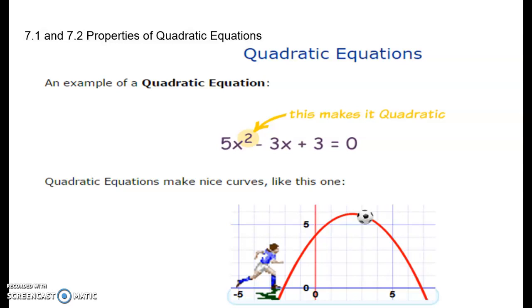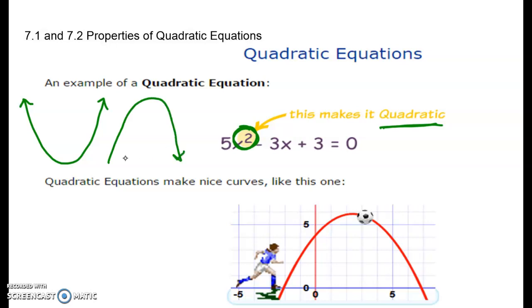This unit 7 is all about quadratic equations. Now, as we've talked about in class, quadratic equations are equations that have a variable to the power of 2. This makes them quadratic. Okay? And quadratic equations will always form a parabola when they are graphed. A parabola that opens up like this, or a parabola that goes down like this.